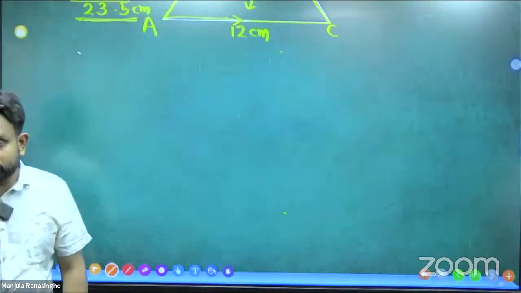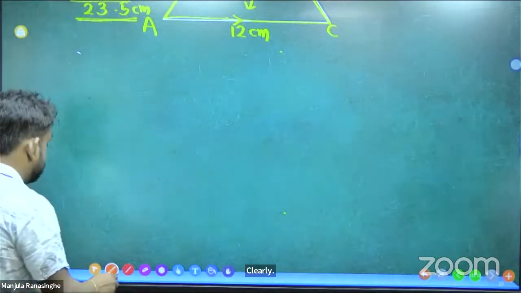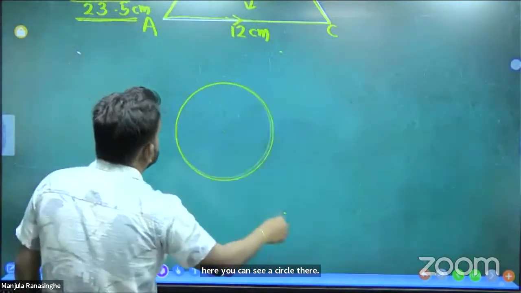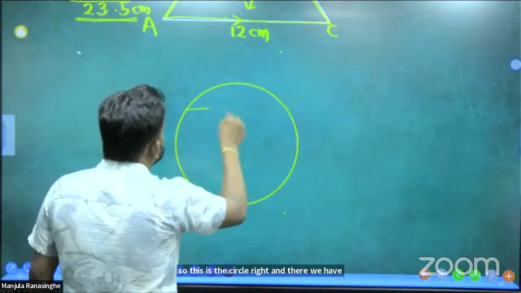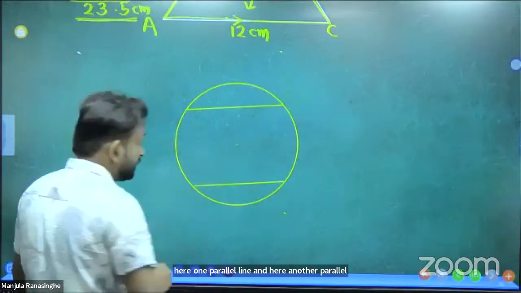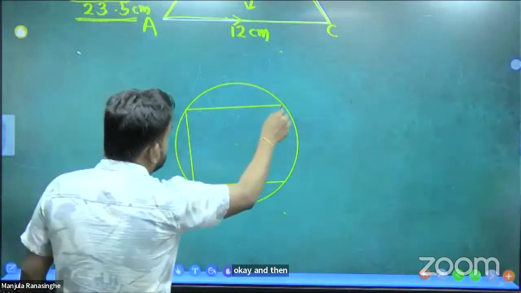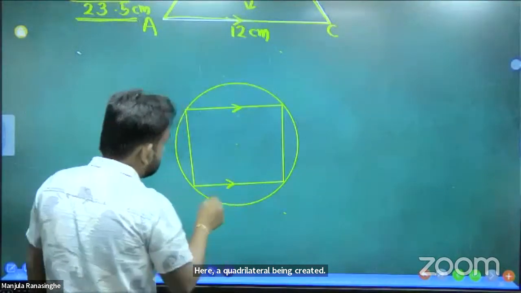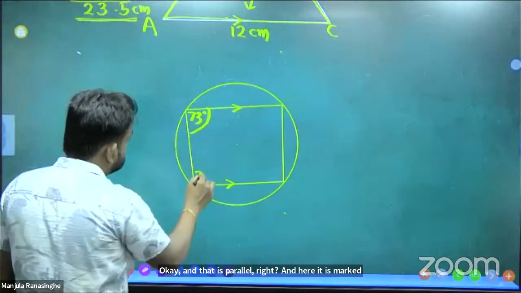Right. Now see the question clearly. Here you can see a circle there. So this is a circle, right? And there we have two parallel lines. Here one parallel line and here another parallel line. Okay, and then here a quadrilateral is being created, and that is parallel, right? And here it is marked 73, and here x. This is a very simple question, right?